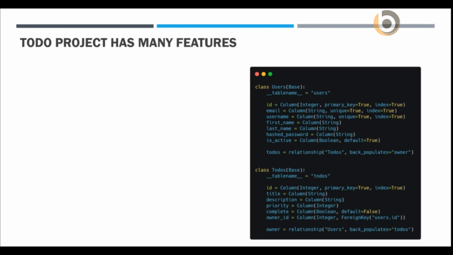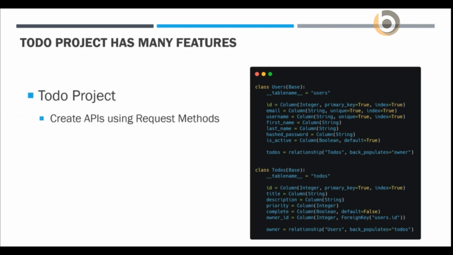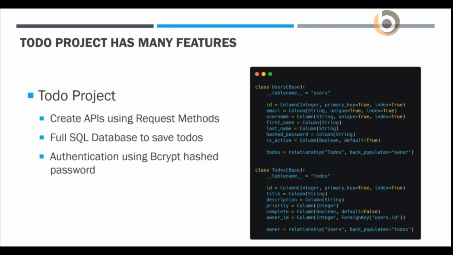Our other table will be a table for our to-dos, which will have an ID, title, description, priority, complete, and a foreign key column of owner ID. We will create APIs for all request methods, get, post, put, and delete, have a full SQL database to save to-dos and users, authentication using bcrypt hashing encryption, and authorization using JSON Web Tokens, JWT.